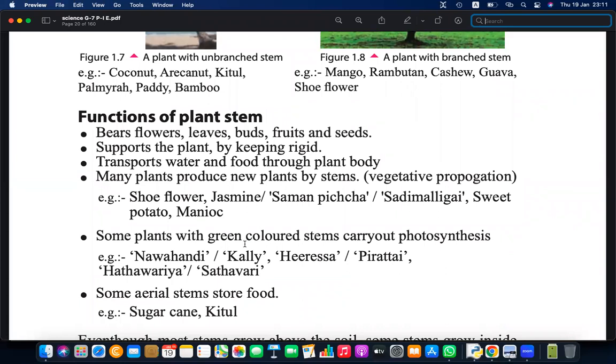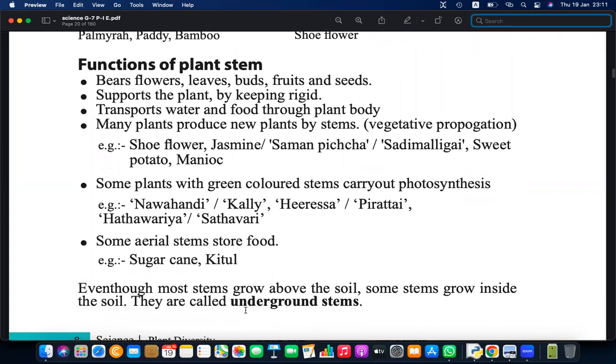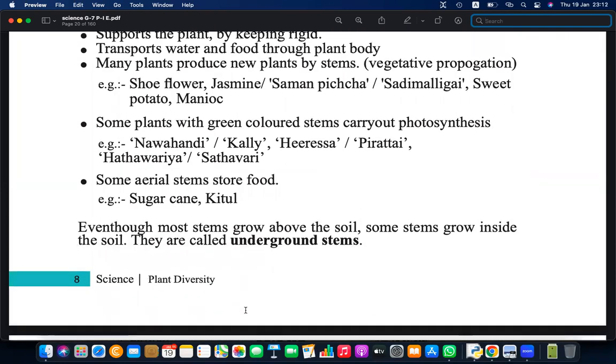And some plants store food in their stem. For example, sugarcane and kitul store food. And some plants even do photosynthesis. The stem does the photosynthesis, right? We just discussed that as well.